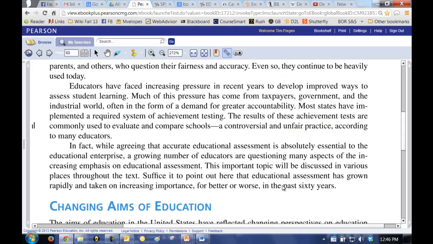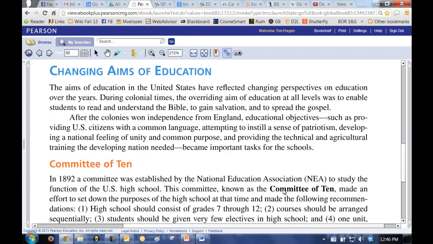Okay. And changing aims of education. The aims of education in the United States have reflected changing perspectives on education over the years. During colonial times, the overriding aim of education was to enable students to read and understand the Bible, to gain salvation, enter the gates of heaven, and spread the gospel.